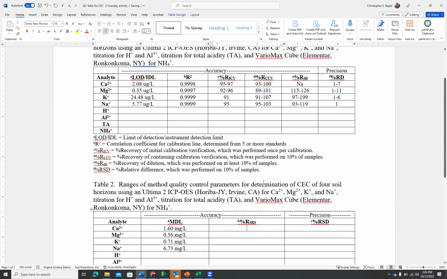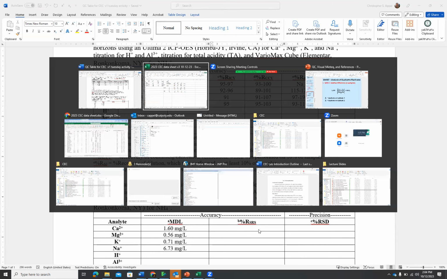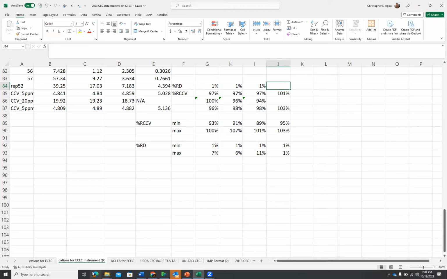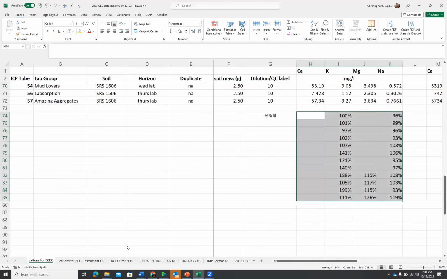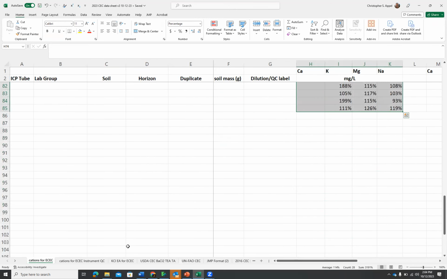Okay, good. Fantastic. So then we go to our Table 2, ranges of method quality control parameters: percent recovery of an SRS and percent relative standard deviation. That's precision. So let's talk about percent recovery of SRSs. I think that information is on cations for ECEC, I believe.